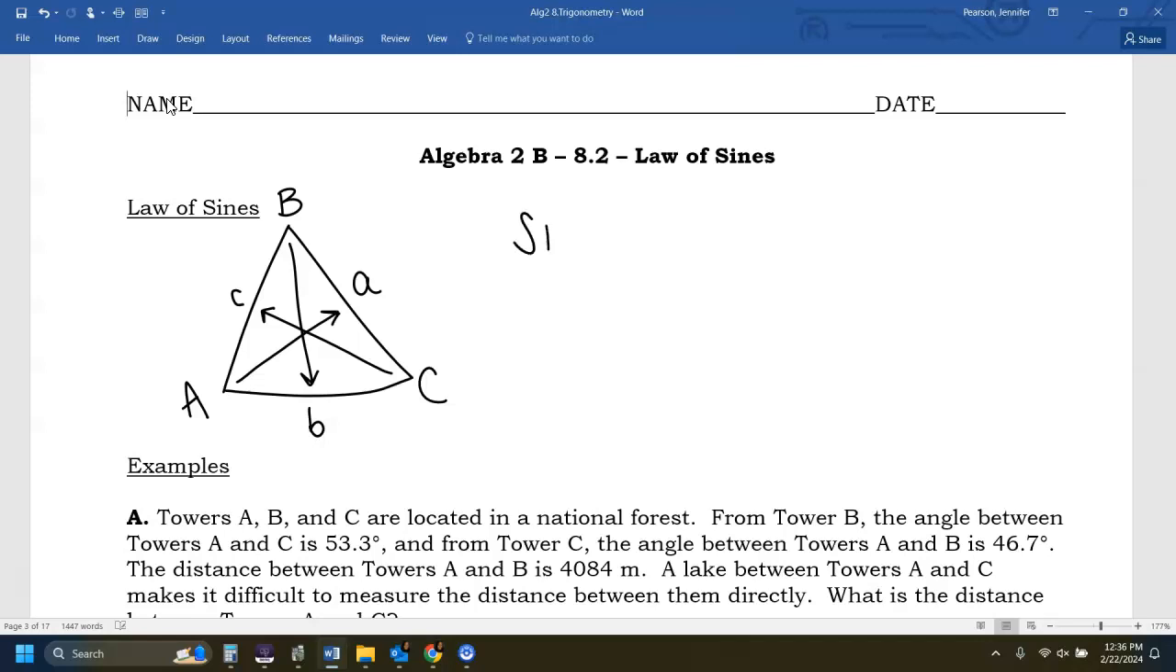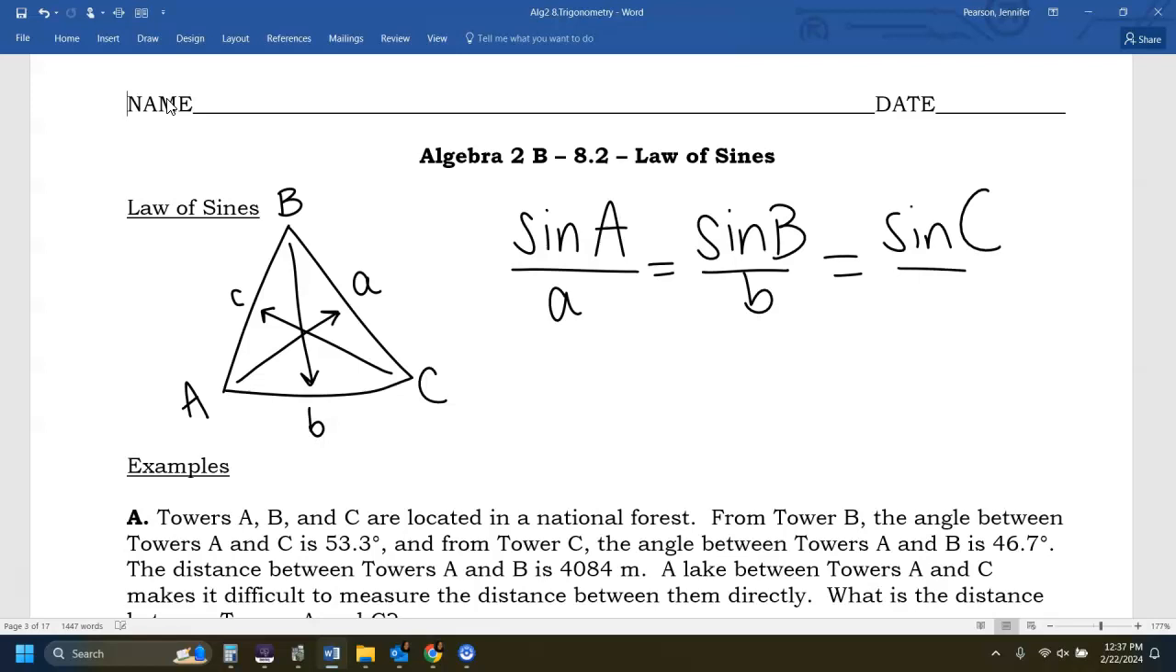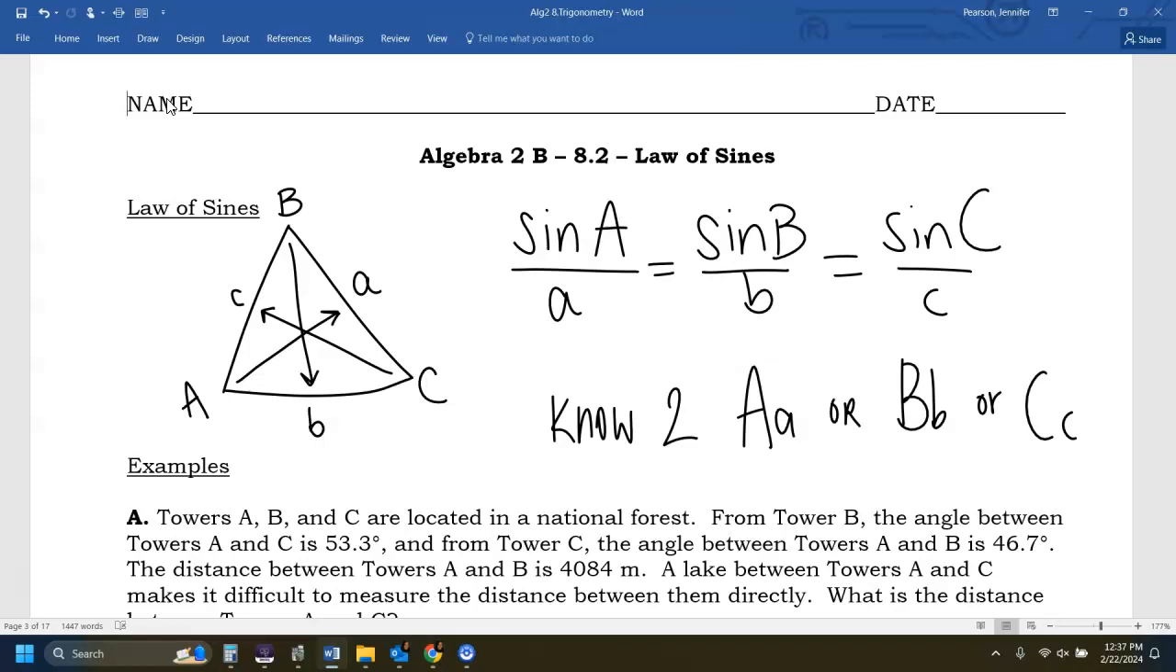Then our law of sines follows: the sine of angle A over side a is equal to the sine of angle B over b, which is also equal to the sine of C over c. Now, this is the rule that we would use generally when we have a non-right triangle, but we know two. That means we know AA, or BB, or CC. We know two. We know a side and the angle directly across from that.